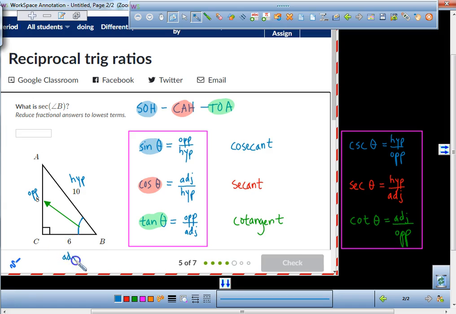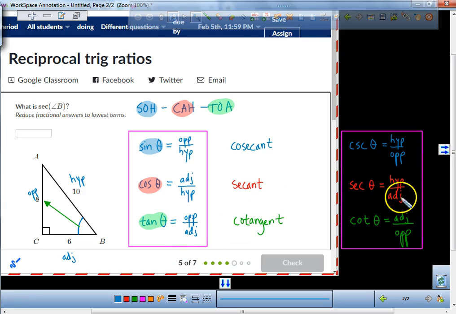But what does secant represent? The hypotenuse over the adjacent. Well, what is the length of my hypotenuse? 10. So the secant of B would be 10 over, what's the length of my adjacent side? 6. So I put 10 over 6. But notice, what does it say? Reduce fractional answers to lowest terms. So what is 10 over 6 reduced to?